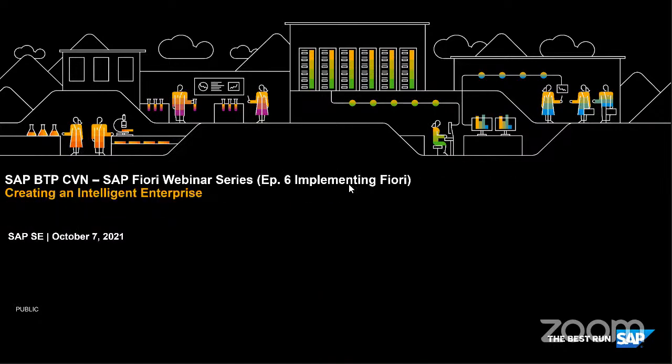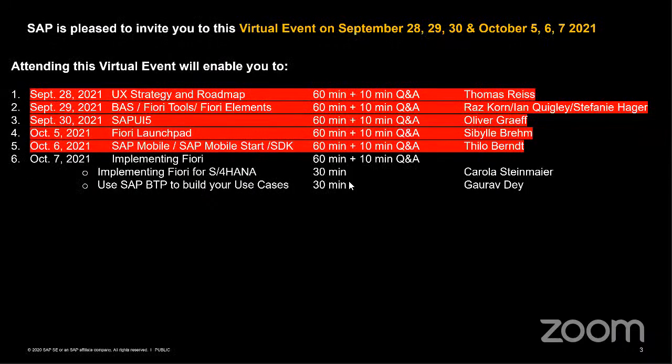So far, we've covered UX strategy and roadmap with Tom Rice in the first session, and we had my colleagues Raz Korn, Ian Quigley, and Arun covering Business Application Studio, Fiori Tools, and Fiori Elements. Then Oliver Greff covered SAP UI5 on September 30th, my colleague Sibylle Brem did Fiori Launchpad on Monday this week, and yesterday Thilo Berndt and Robert Wasserman did SAP Mobile and SAP Mobile Start.